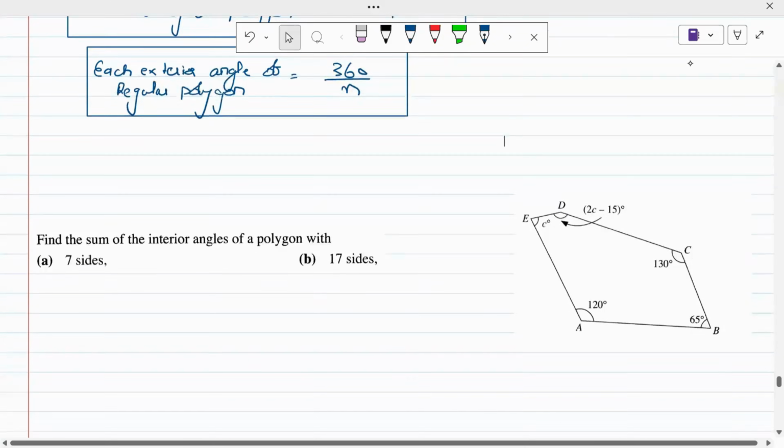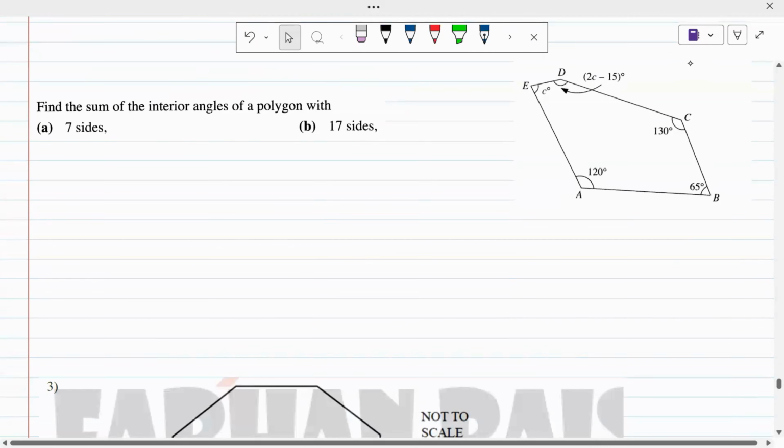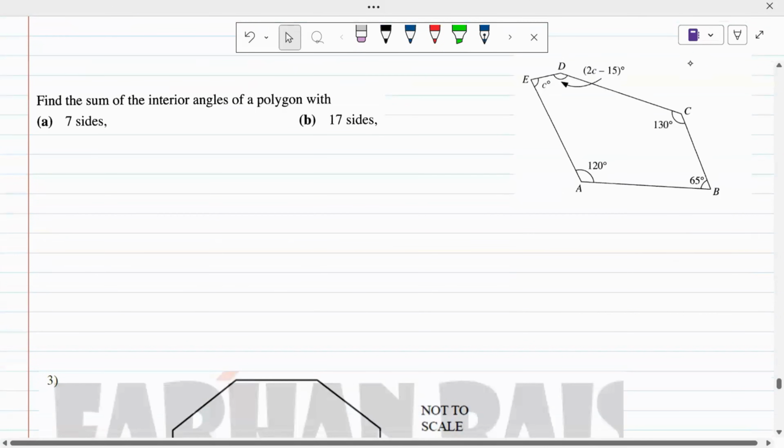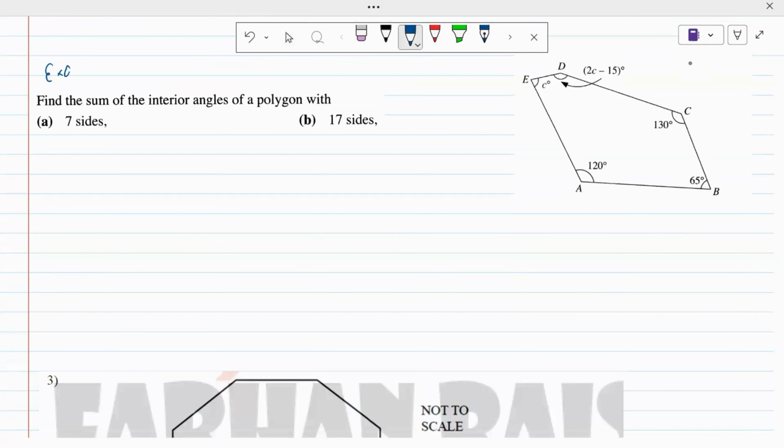Okay, now we'll solve a few examples about polygons. In the very first example, the question says find the sum of the interior angles of a polygon with 7 sides. We have to find the sum of interior angles of a polygon. So the question doesn't use the word regular polygon here. It is only asking us for the sum of interior angles.